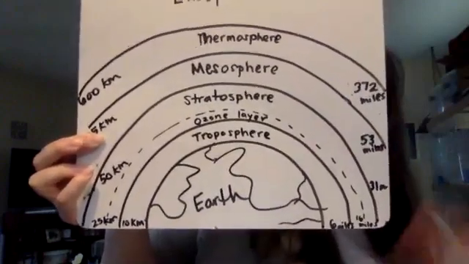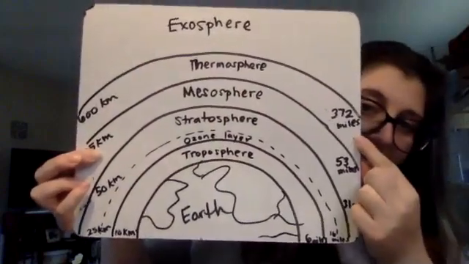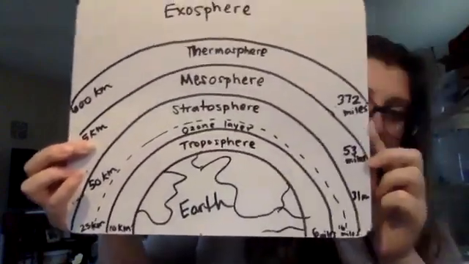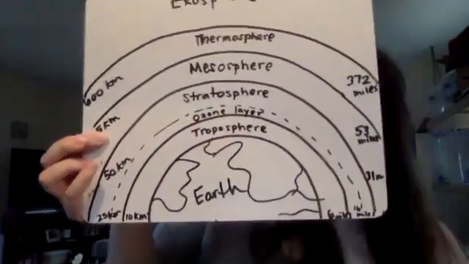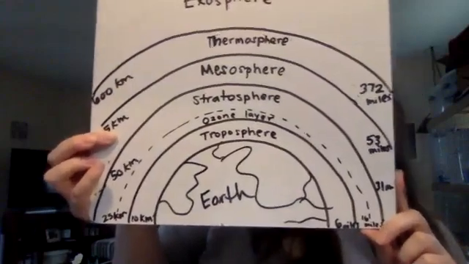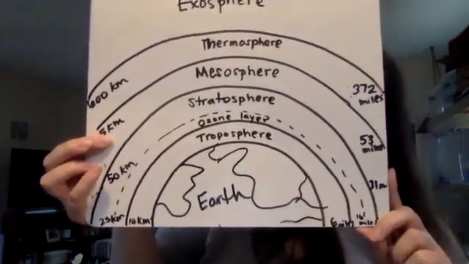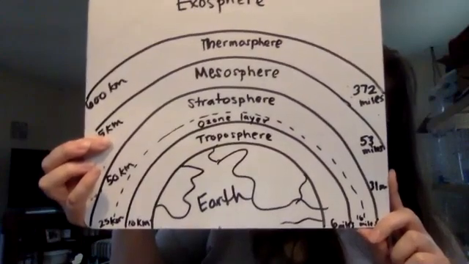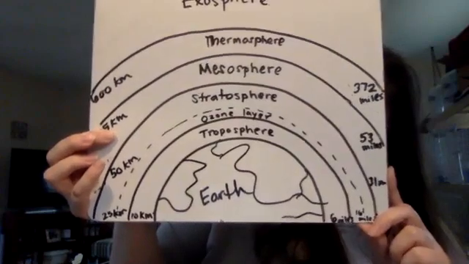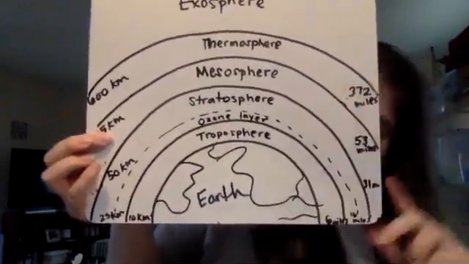All right, and let's go to the thermosphere. Okay, so second last layer out, it ends at about 372 miles up above the Earth. In many ways, this layer is more like outer space than any part of the atmosphere. So the satellites that orbit Earth are going to be in this level, including the International Space Station. That's in the thermosphere. Okay.